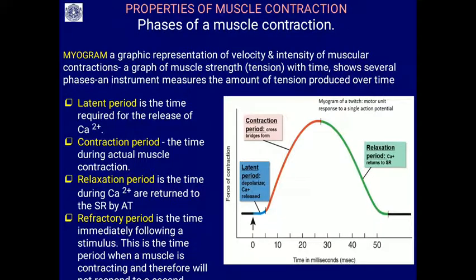Then the myogram, a graphic representation of velocity and intensity of the muscle contraction, a graph of muscle strength or tension with time, shows several phases. For example, in muscle contraction, the muscle is stimulated, then there is a contraction followed by relaxation. This is how exactly the nerve impulse can be shown with a graph, the same way you can show it with the graph. This graph can also be recorded in the case of nerve impulse conduction.